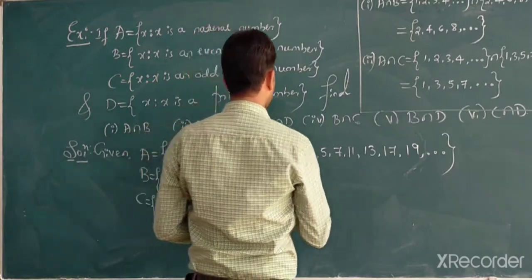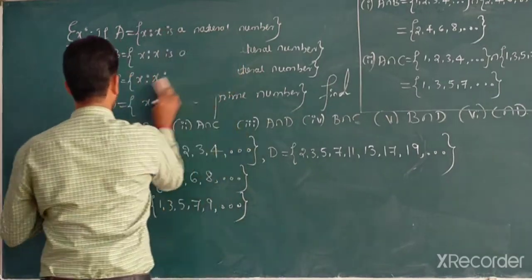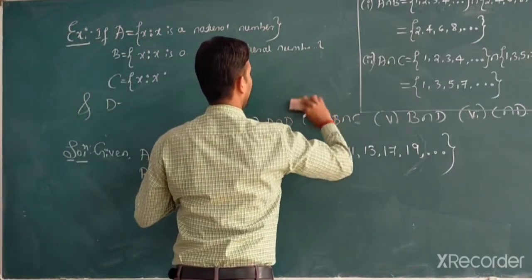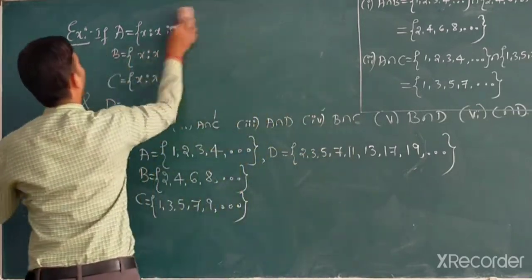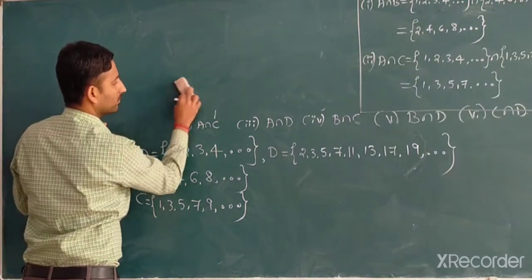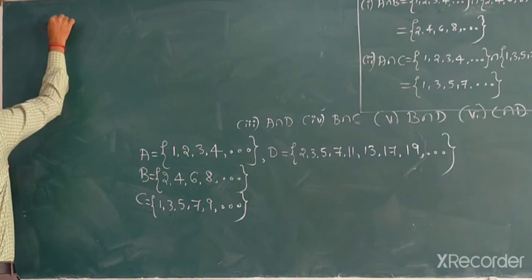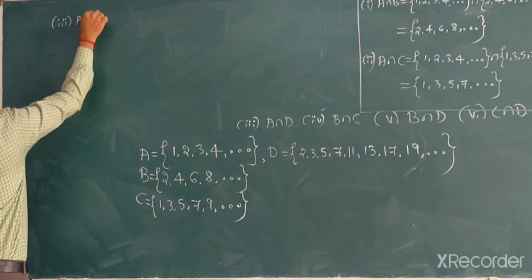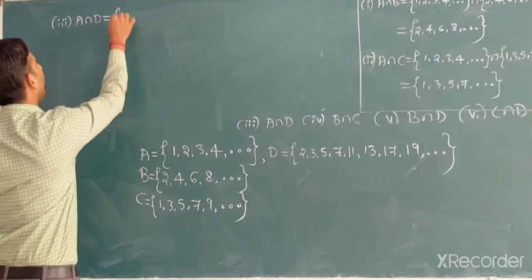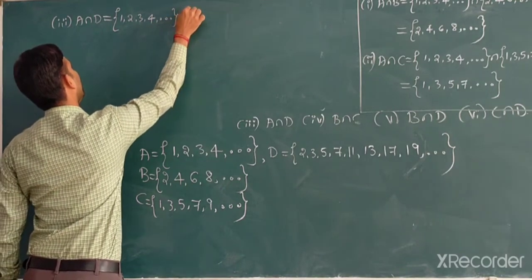After that, what about A intersection D? Third one, A intersection D. A is nothing but 1, 2, 3, 4 intersection D.